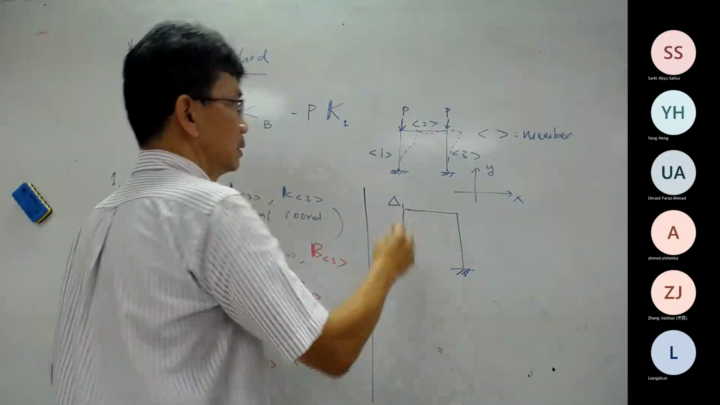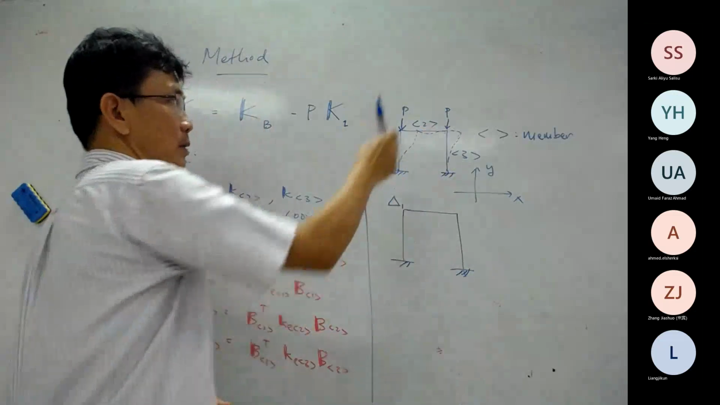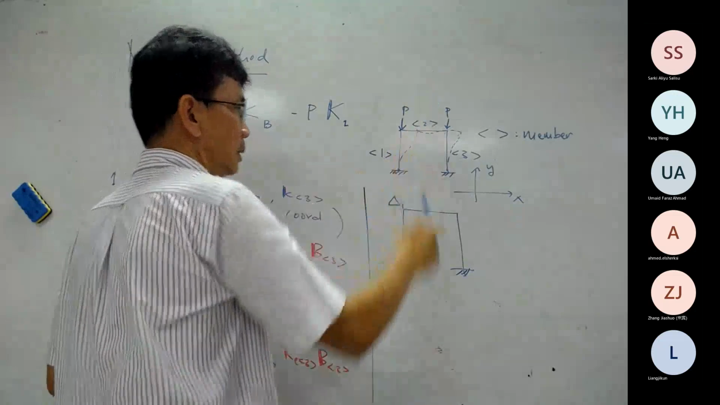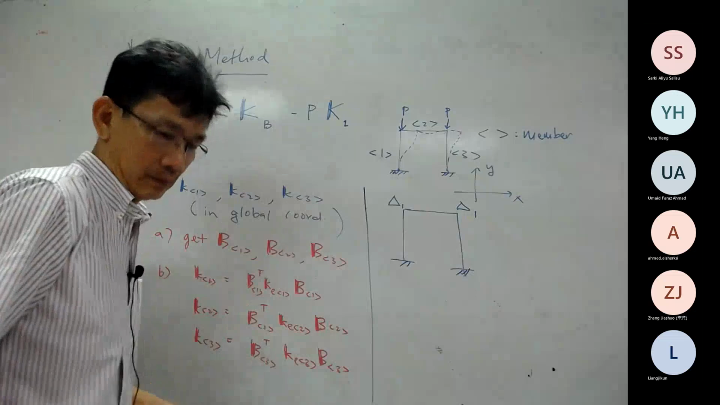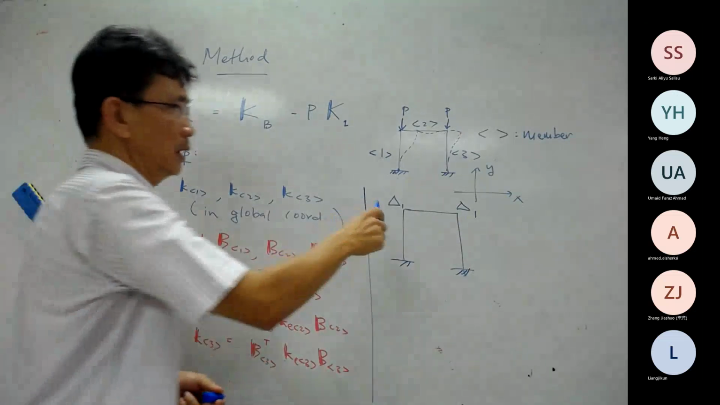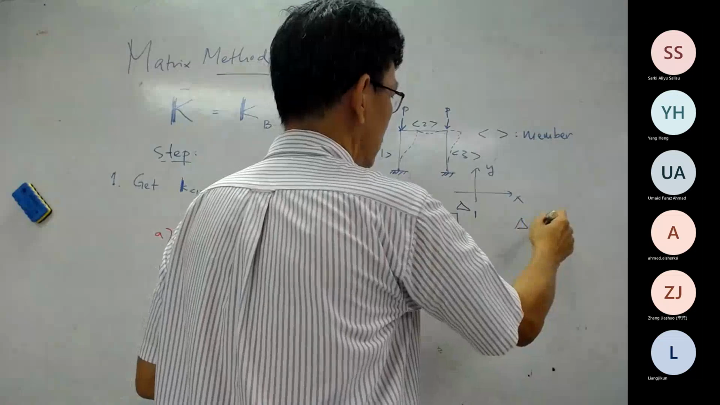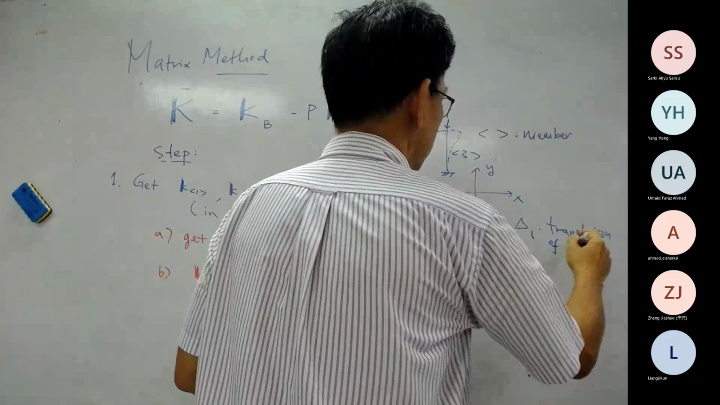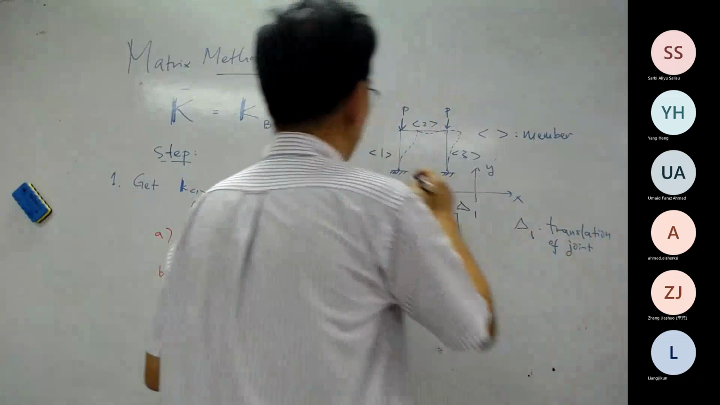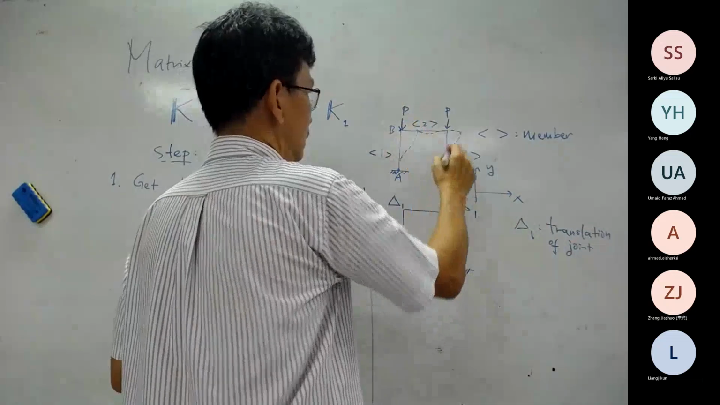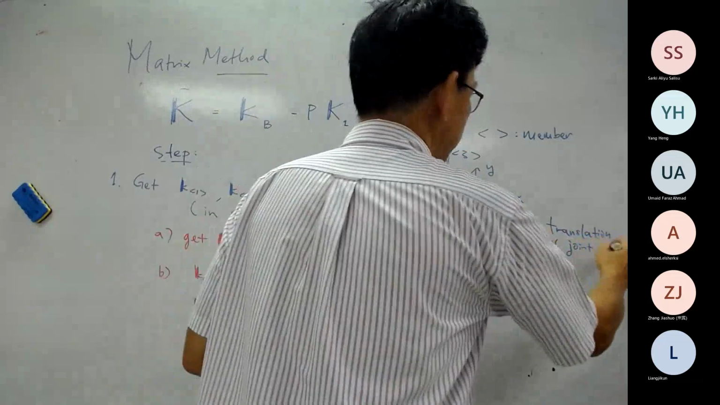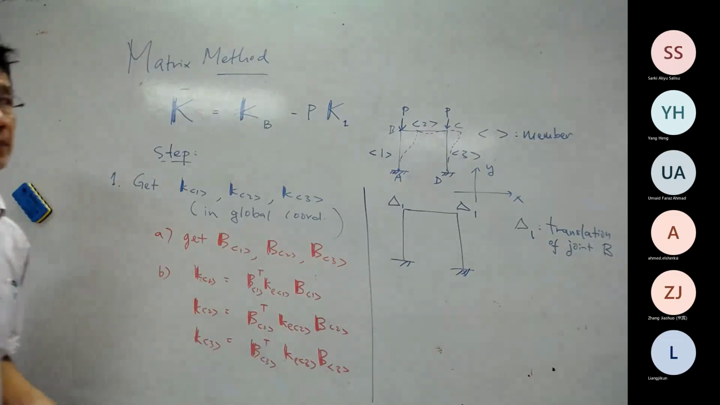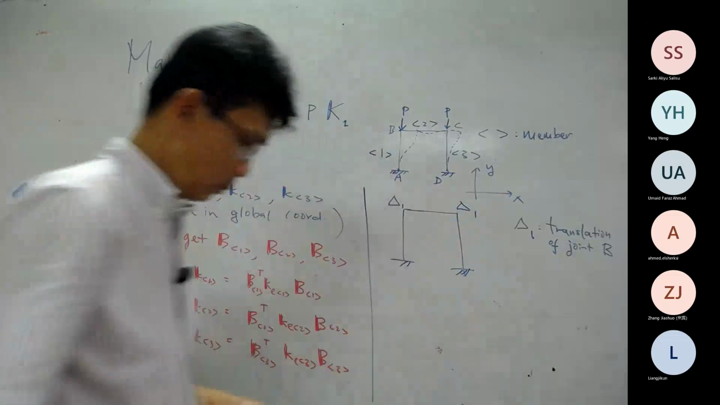Then this one also allowed to translate, but in our analysis, we don't consider axial shortening. We assume the length is the same. So this one also has the same delta. That point also has the same delta. So delta one is the translation of, that is the global degrees of freedom. Okay. Global degrees of freedom.